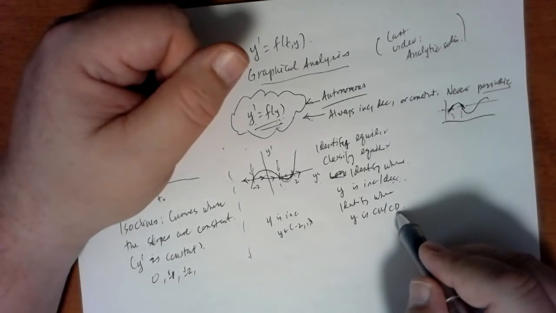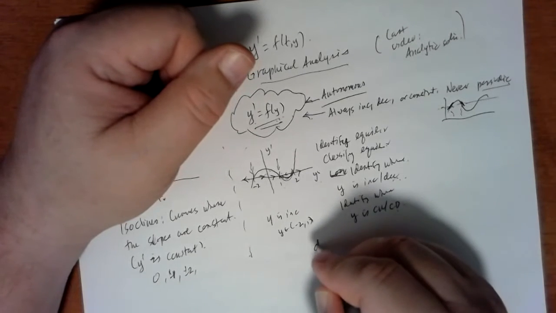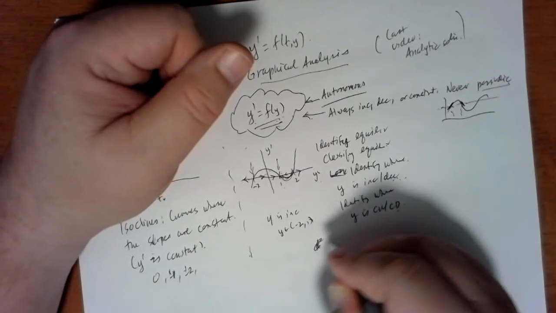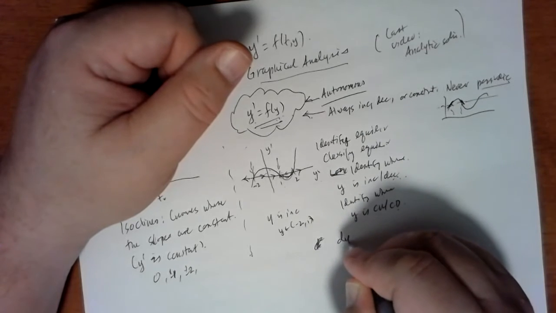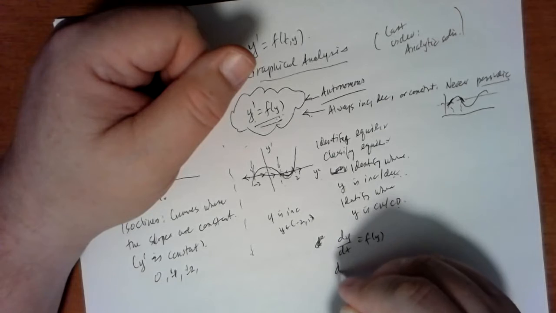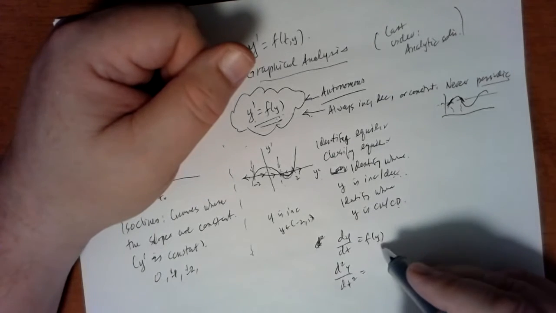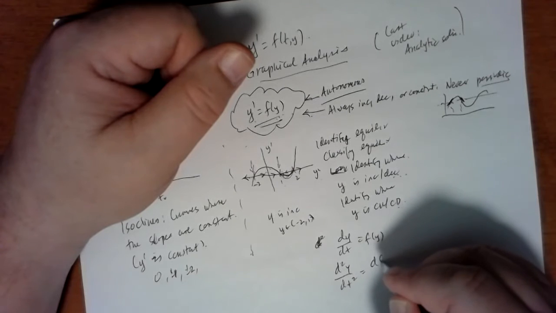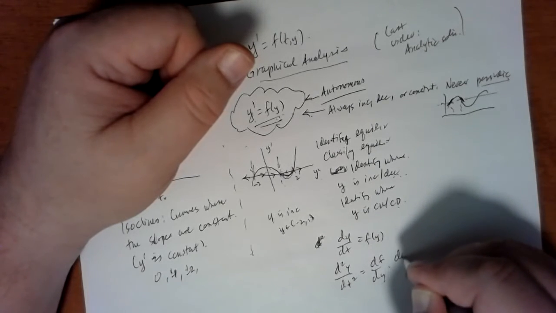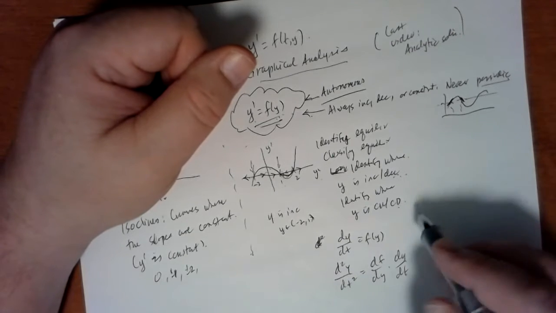Where is y concave up or down? It can be a little tricky, right? We take the second derivative. Let me put down the first derivative first. dy over dt is equal to f of y. So how do you take the second derivative? The second derivative would be df over dy times dy over dt. What did I just do? Chain rule.